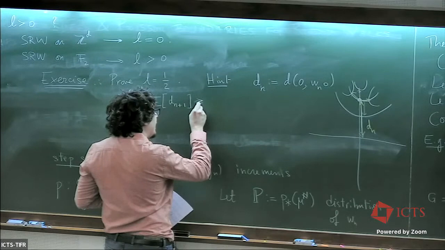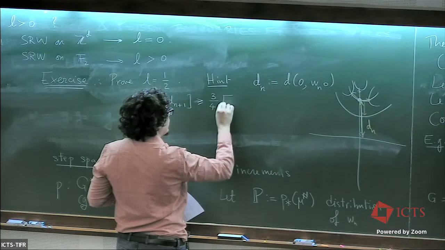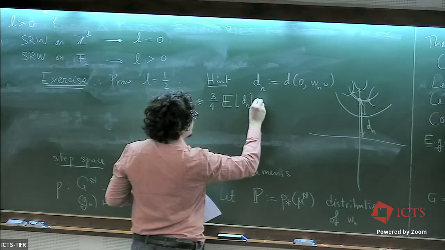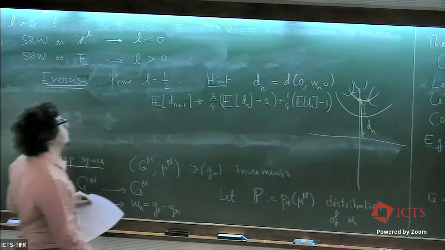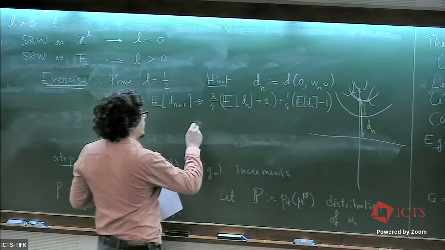So you have three over four probability of increasing your distance to d_{n+1}, and then you have 1/4 probability of going back. And so 3/4 minus 1/4, this is 1/2. So this is bigger than the expectation of d_n plus 1/2.